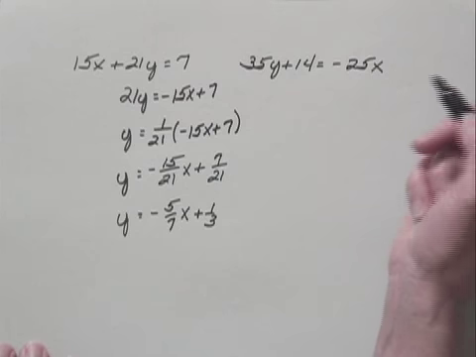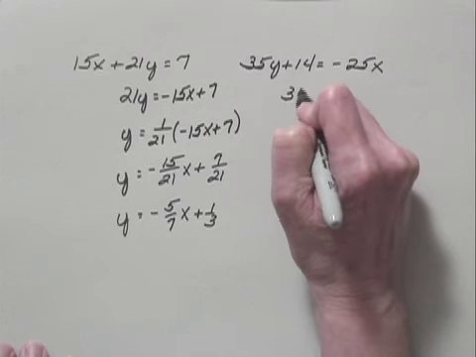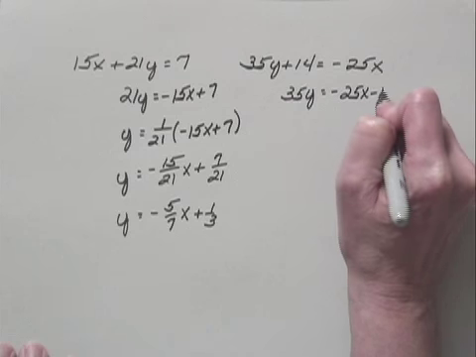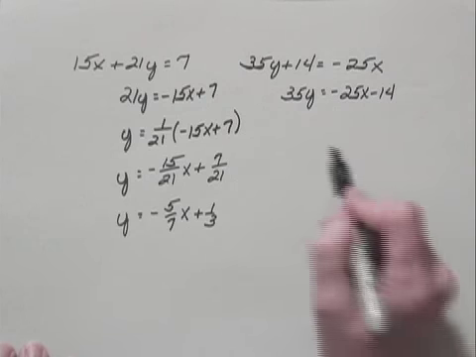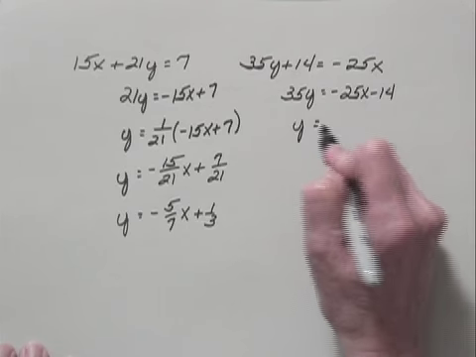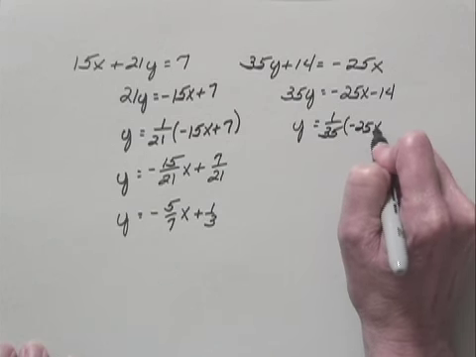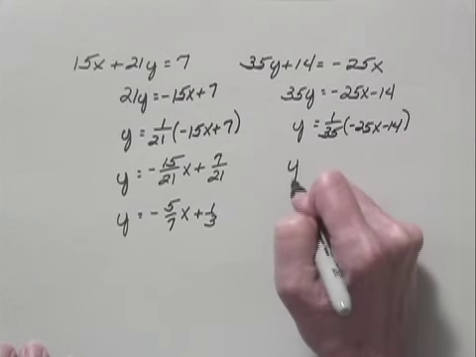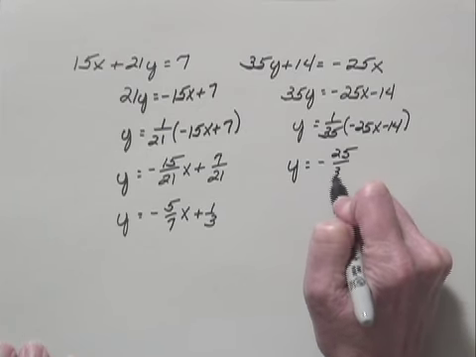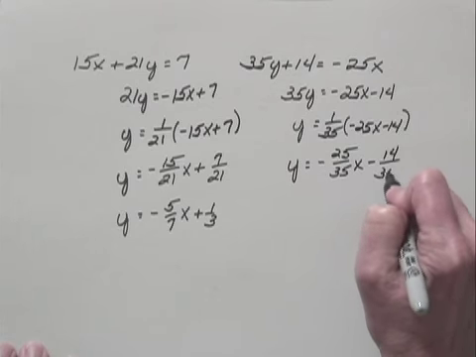Now let's solve the second equation for y. I'm going to subtract 14 on both sides first. So I'll have 35y = -25x - 14. And now I'm going to divide both sides by 35, or multiply both sides by 1 over 35. And using the distributive law, I have -25/35 x - 14/35.